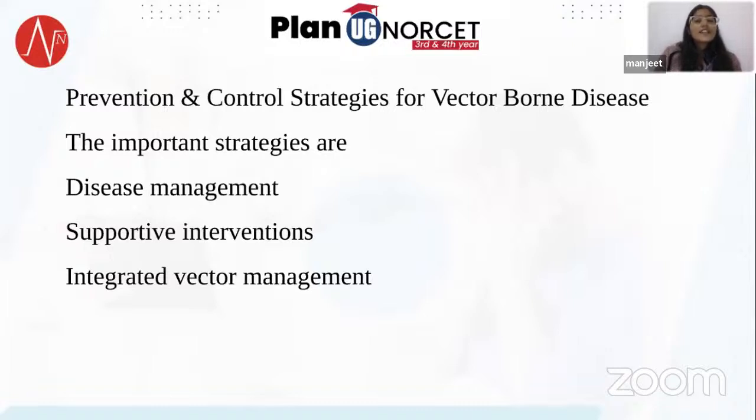See, if in the question it is asked that write down the preventive and control strategies for National Vector Borne Disease Control Program, or the question comes that write the preventive and control strategies for any one of them, like if they ask for malaria or chikungunya, then remember that whatever be the preventive and control strategies, you have to write them under these specific 3 headings. And what are these 3 headings?